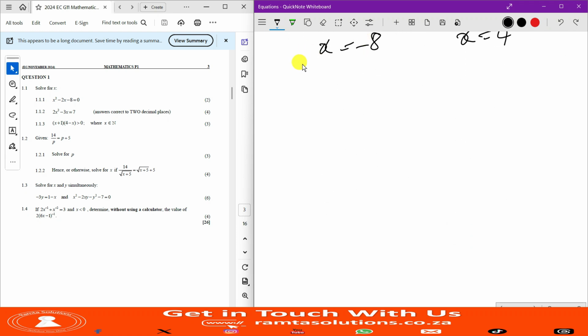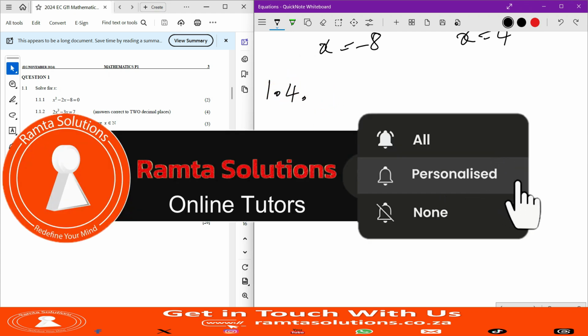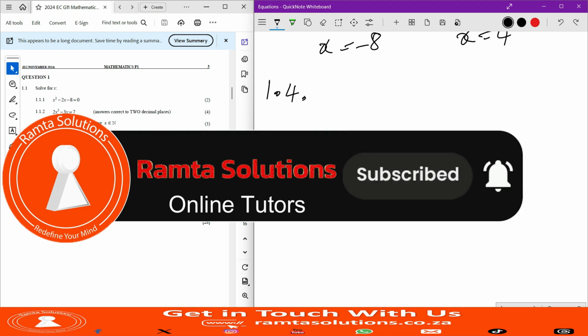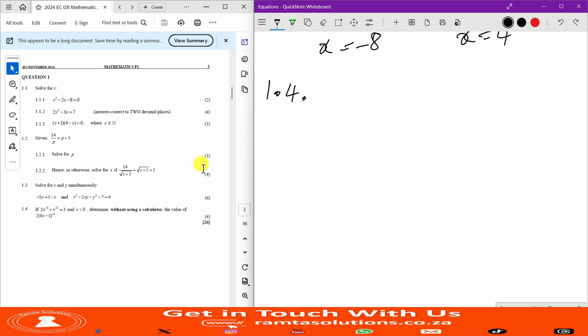Proceeding to 1.4. If 2x to the power negative 1 plus x to the power negative 2 is equal to 3 and x is negative, determine, without using a calculator, the value of 2 open bracket 6x minus 1 close to the power negative 1.